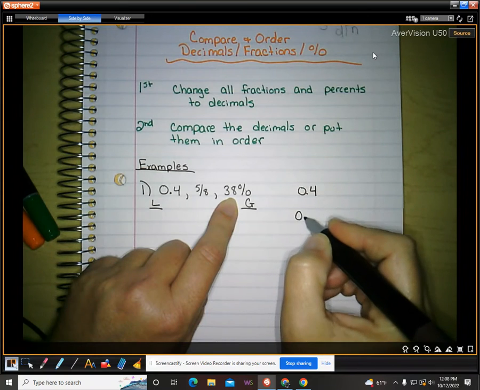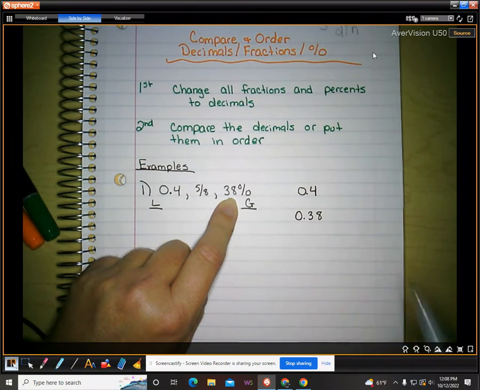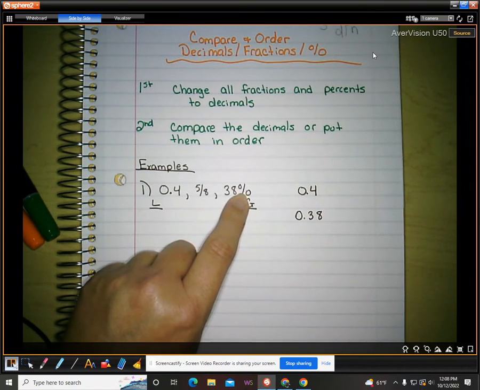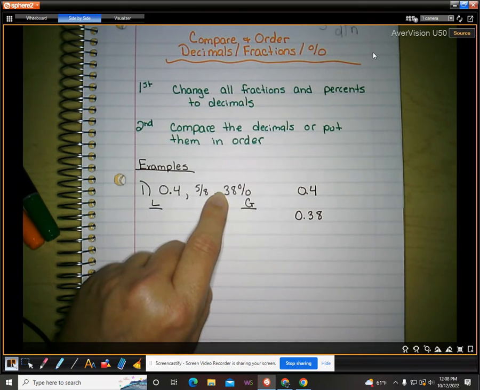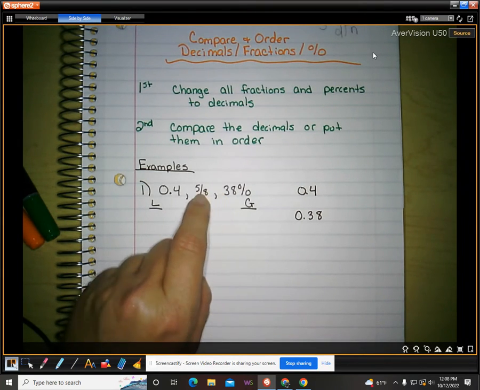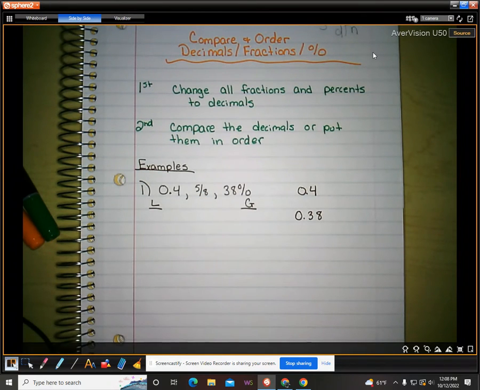0.38. All you're doing is moving that decimal point 2 places to the left. Percents are easy to change to decimals. Take the decimal point that's technically at the end, move it 2 places to the left, and you get 0.38 or 38 hundredths. So then 5/8 is the only one that you have to do any math for. And these typically are going to be smaller numbers.